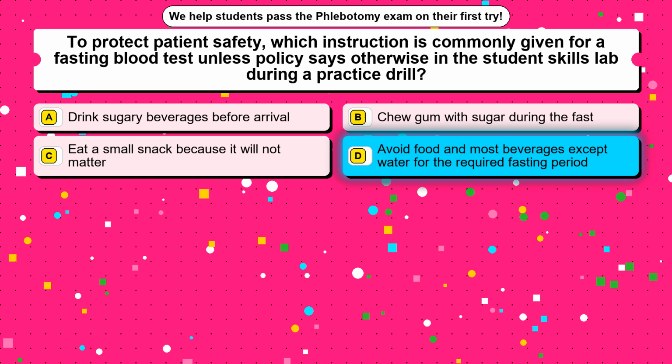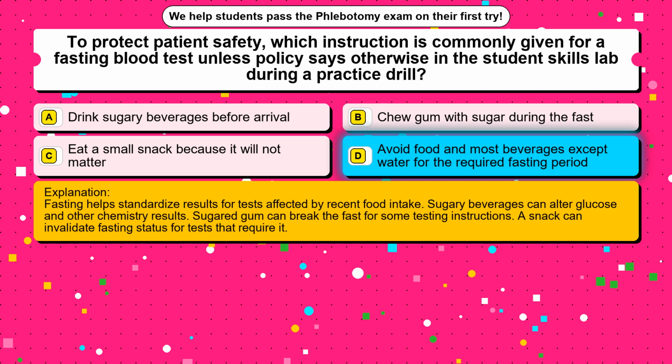Avoid food and most beverages except water for the required fasting period. Fasting helps standardize results for tests affected by recent food intake. Sugary beverages can alter glucose and other chemistry results. Sugared gum can break the fast for some testing instructions. A snack can invalidate fasting status for tests that require it.